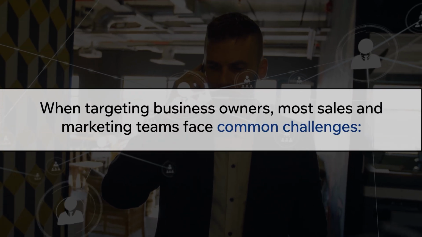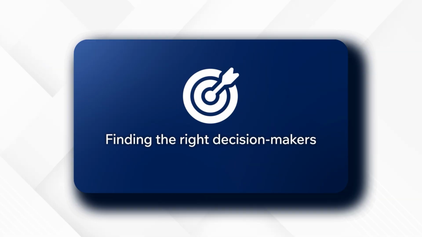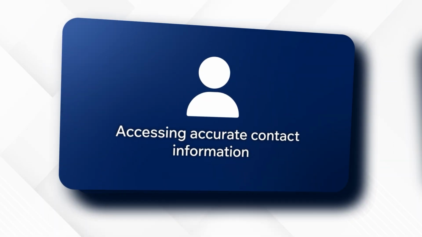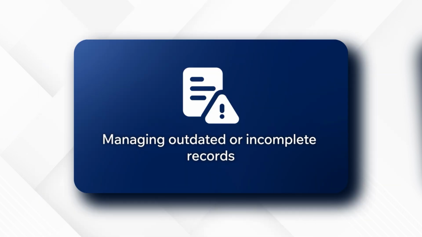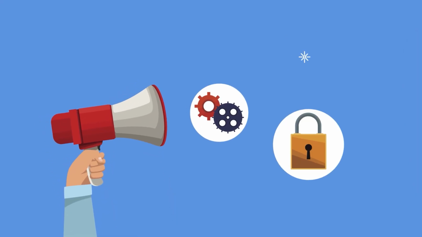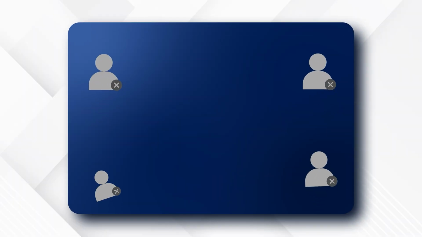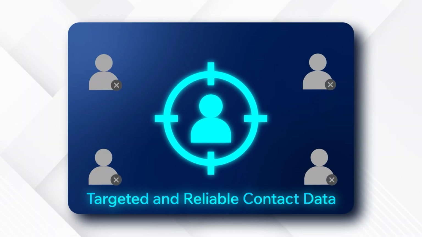The challenge with business owner prospecting. When targeting business owners, most sales and marketing teams face common challenges: finding the right decision makers, accessing accurate contact information, filtering prospects by industry and company size, managing outdated or incomplete records, spending too much time on manual research. These challenges can slow down prospecting efforts and impact campaign performance. To improve outreach results, businesses need access to targeted and reliable contact data.